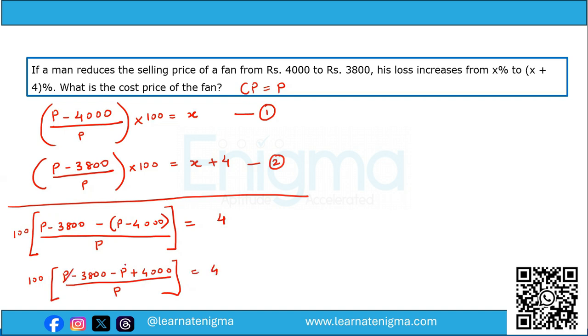So P and minus P in the numerator get cancelled out. So you have 200 into 100 is equal to 4P. So therefore, if we solve this, we'll get the answer as P is equal to 5,000. So that's the cost price.